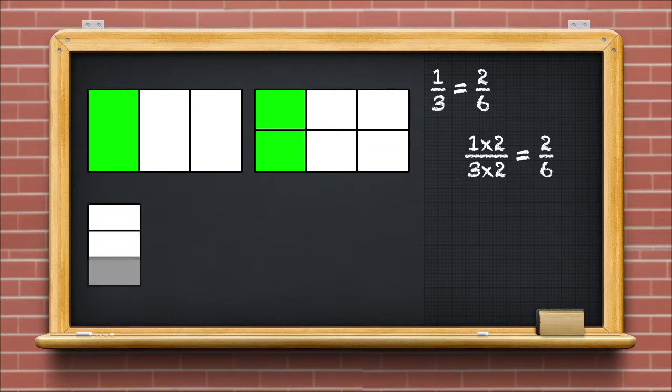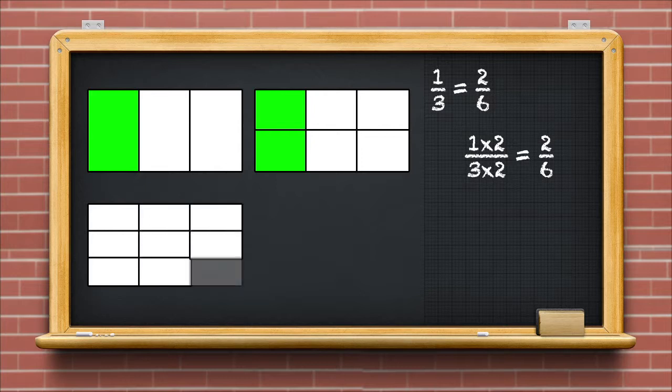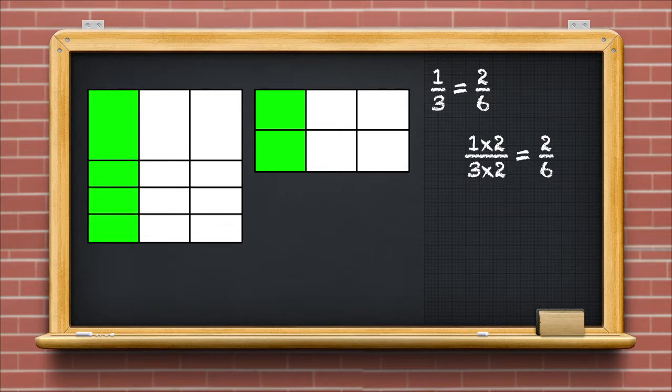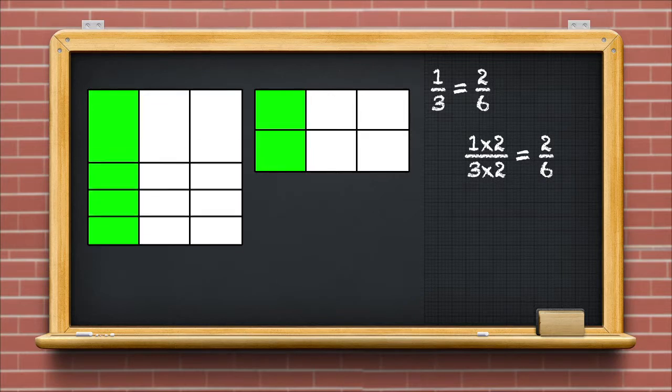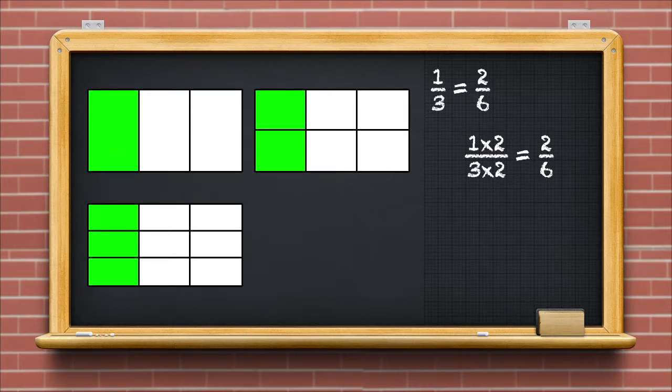Now introduce a third rectangle of the same size and divide it into 9 equal parts. Shade 3 parts and explain to students that 3/9 of the rectangle is shaded. Again, this rectangle is of the same size and the shaded area is also the same. 1/3 is equal to 2/6, which is also equal to 3/9. Show them how 1/3 multiplied by 3/3 is equal to 3/9.